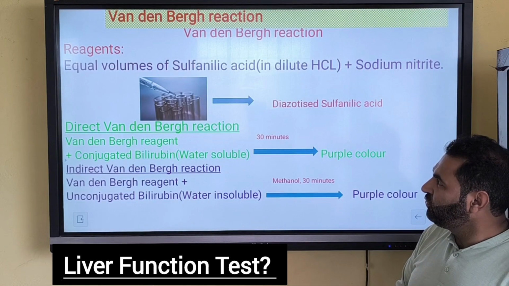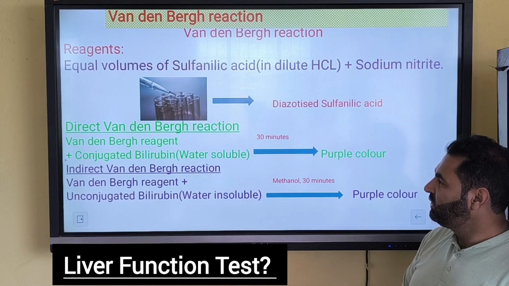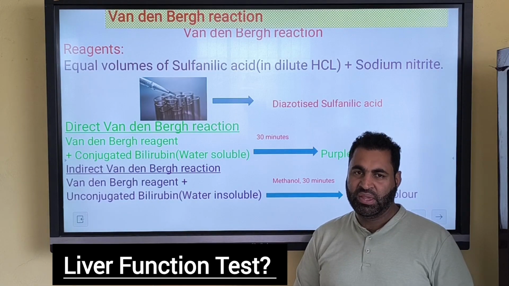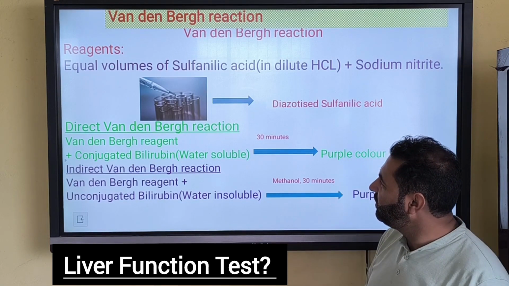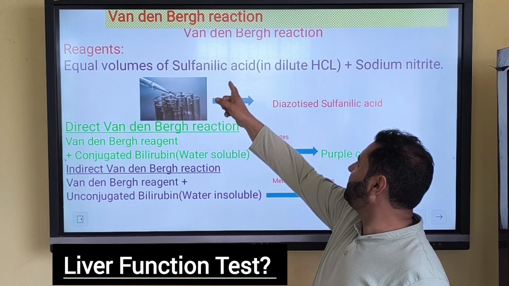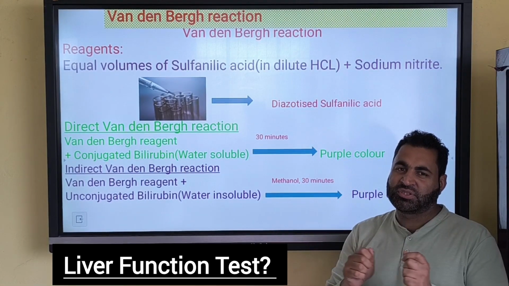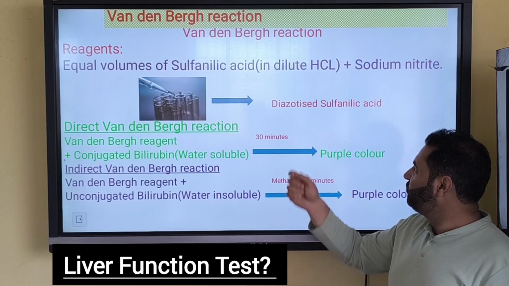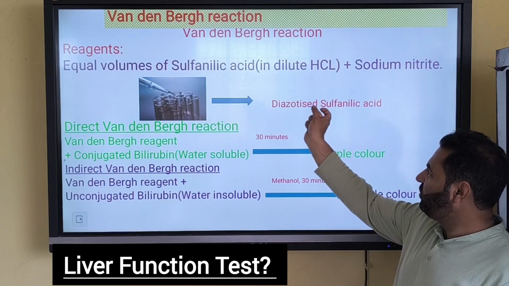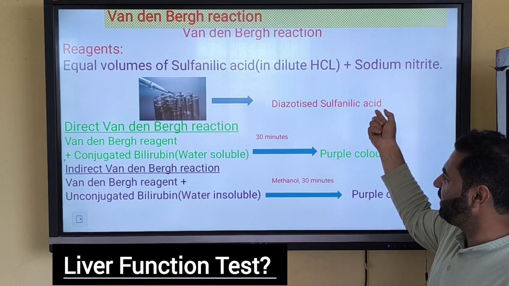Then come to another test, which is the Van den Bergh reaction. This is a very important reaction for assessing liver function. In the Van den Bergh reaction, we have two types of reagents: equal volumes of sulfanilic acid in dilute HCl and sodium nitrite. Once these two compounds are mixed, we get diazotized sulfanilic acid. So this reagent gives us this particular compound, diazotized sulfanilic acid.